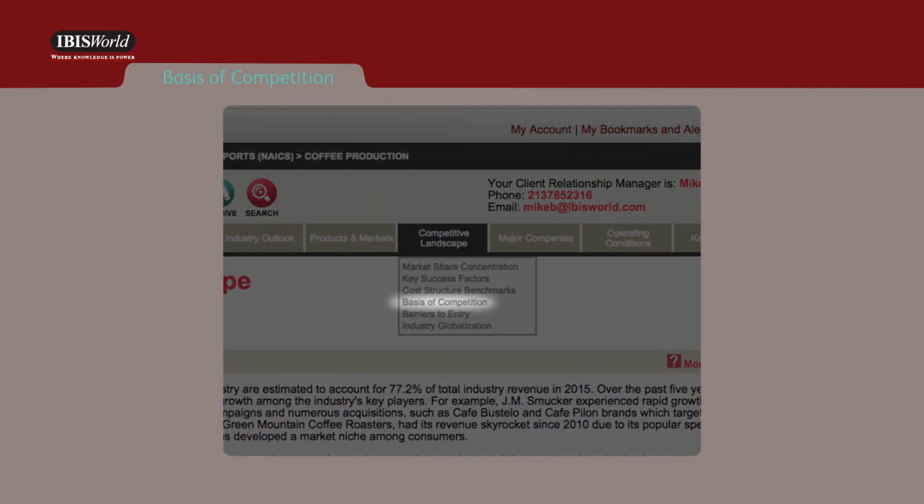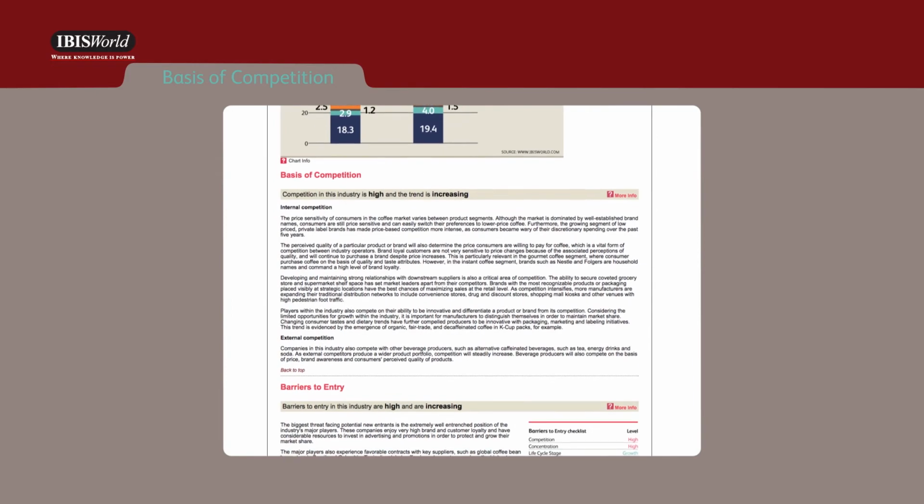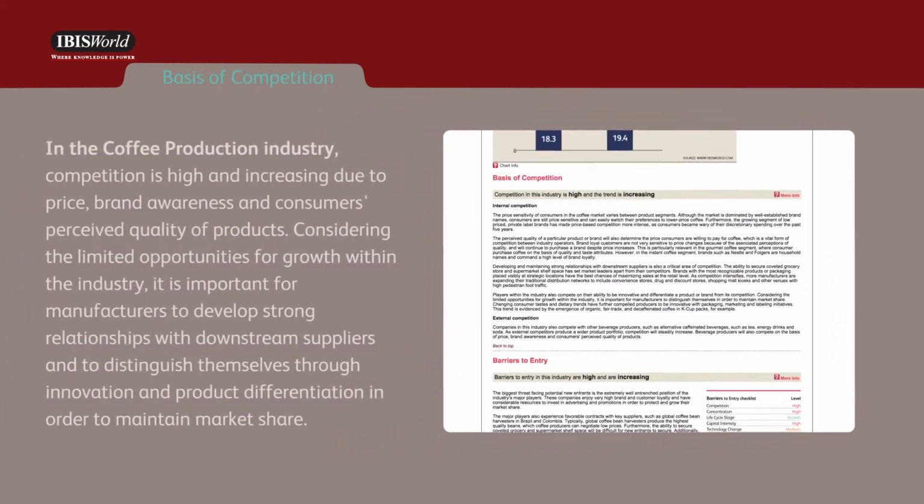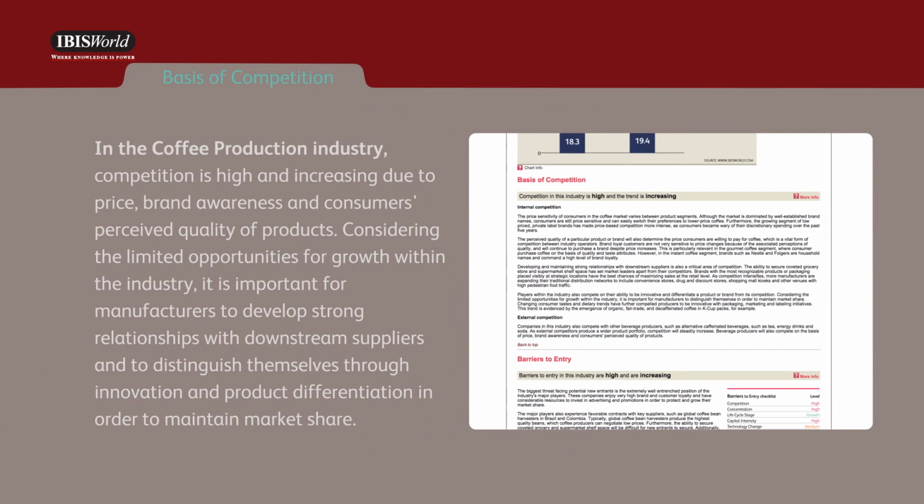Basis of competition. This section outlines the level and trend of competition for industry operators and provides a discussion of factors that give companies a competitive advantage. For example, in the coffee production industry, competition is high and increasing due to price, brand awareness, and consumers' perceived quality of products. Considering the limited opportunities for growth within the industry, it is important for manufacturers to develop strong relationships with downstream suppliers and to distinguish themselves through innovation and product differentiation in order to maintain market share.